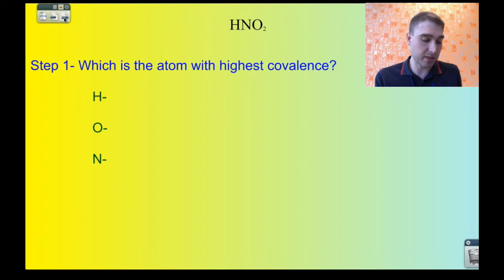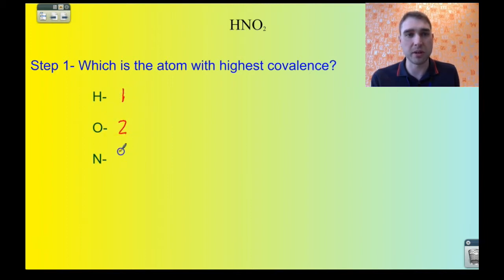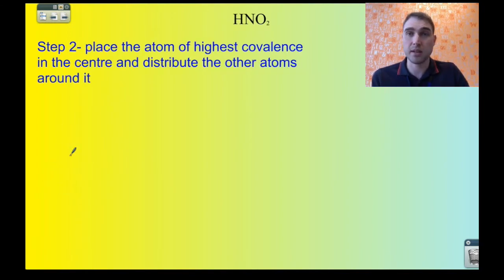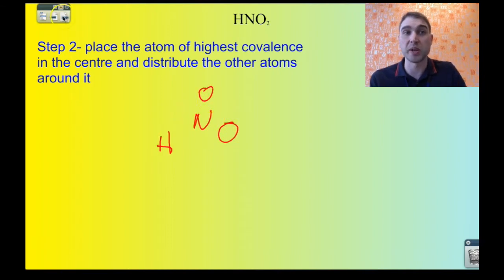So the first thing we need to find out is which is the atom with the highest covalence. We've got hydrogen, oxygen, nitrogen. Hydrogen can make 1 bond, oxygen can make 2 bonds, and nitrogen can make 3 bonds. So nitrogen is our atom with highest covalence, so that's the one that's going to go in the middle. Next step, we place it in the center and distribute the other atoms around it. Start with nitrogen here, hydrogen down here, oxygen up here, and an oxygen over here. So they're symmetrically dispersed around the nitrogen.